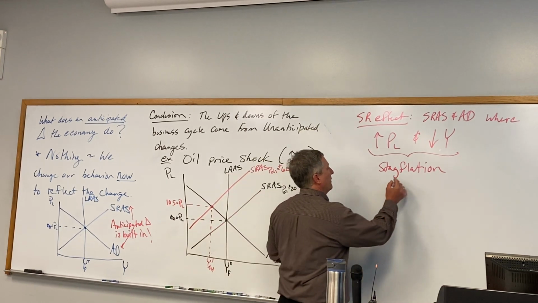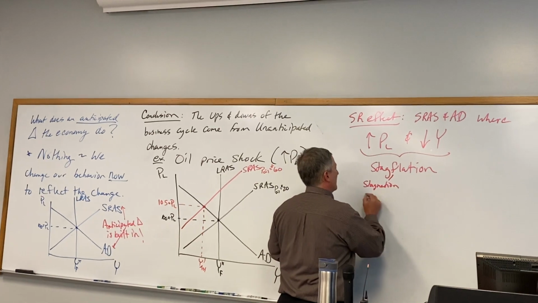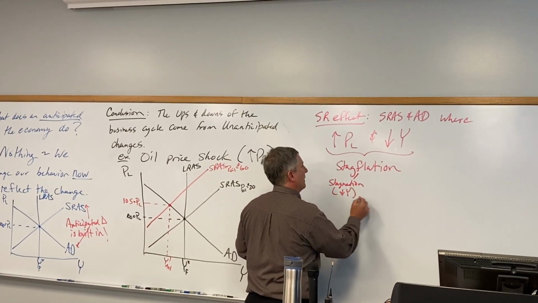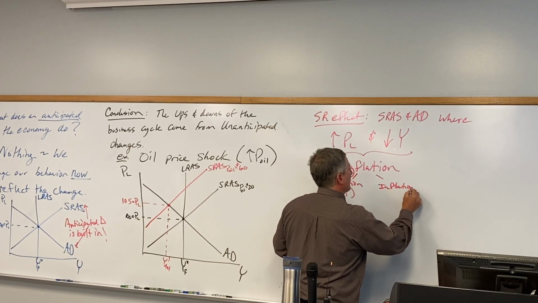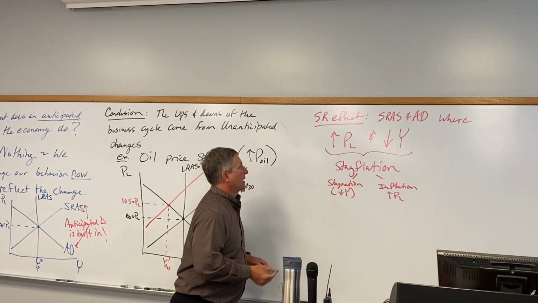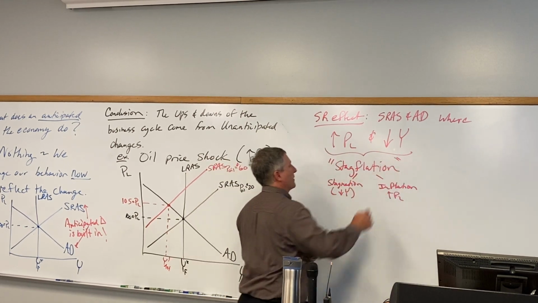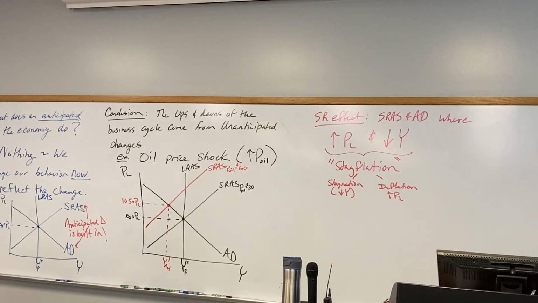the combination of stagnation, which is a decrease in output, and then of course inflation is the increase in the price level. So we call this stagflation, where it's a combination of both. Not a good situation for the economy to be in.